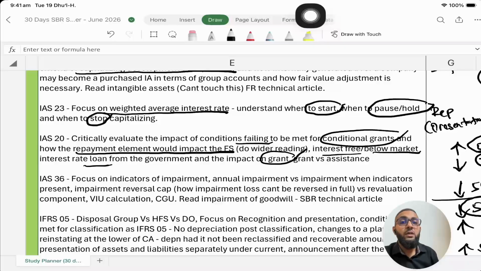So here you need to know that whatever the interest factor, let's say interest free, so the interest amount. If it's below market rate, the balance rate, that portion is considered to be a government grant. So how is that going to be accounted? And then you will have to know the difference between grant versus assistance. Now, these are the tips for IAS 20.